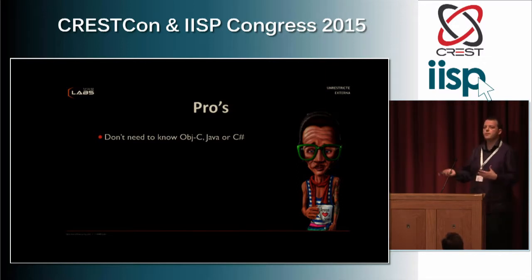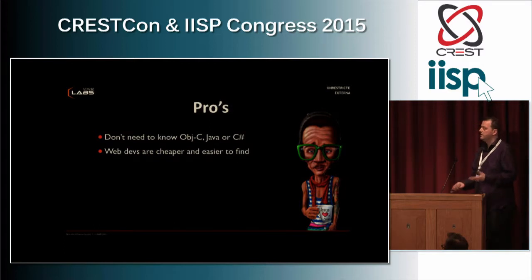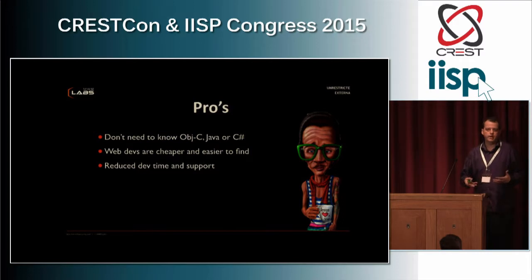So some of the pros that are batted around about why you would use a hybrid app, some middle management, some penny pinchers, etc., start to get excited. So apparently you don't need to know Objective-C, Java, or C# to build one of these. You need web dev skills, and they're cheaper than mobile guys because there's more of them, easy to find. Reduce dev time and support, i.e. it's quicker to write in HTML and JavaScript than it is to write in Objective-C or Android. I'm not saying I believe in any of these, but these are the ones that get batted around, and these are the ones that are given as reasons when discussing this approach.